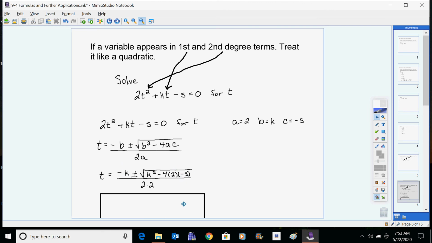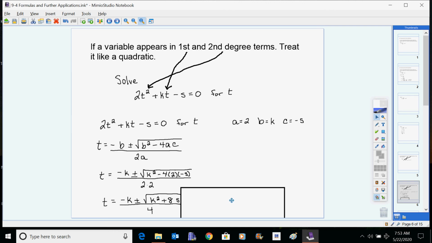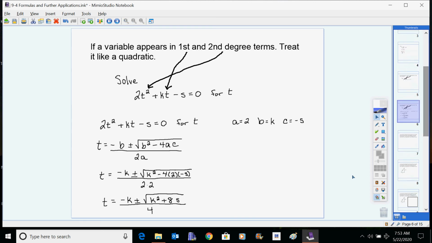And that's just them all plugged in. And then you want to simplify. So k squared is still k squared. 4 times 2 is 8, but a negative times a negative is a positive. 2 times 2 is 4. And it's solved for without having to do too terribly much with that.